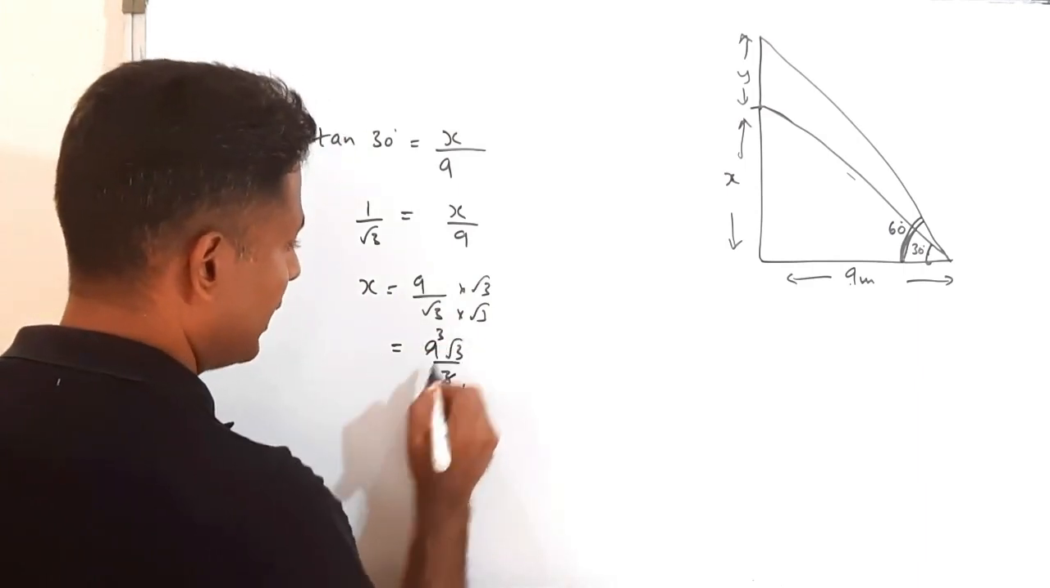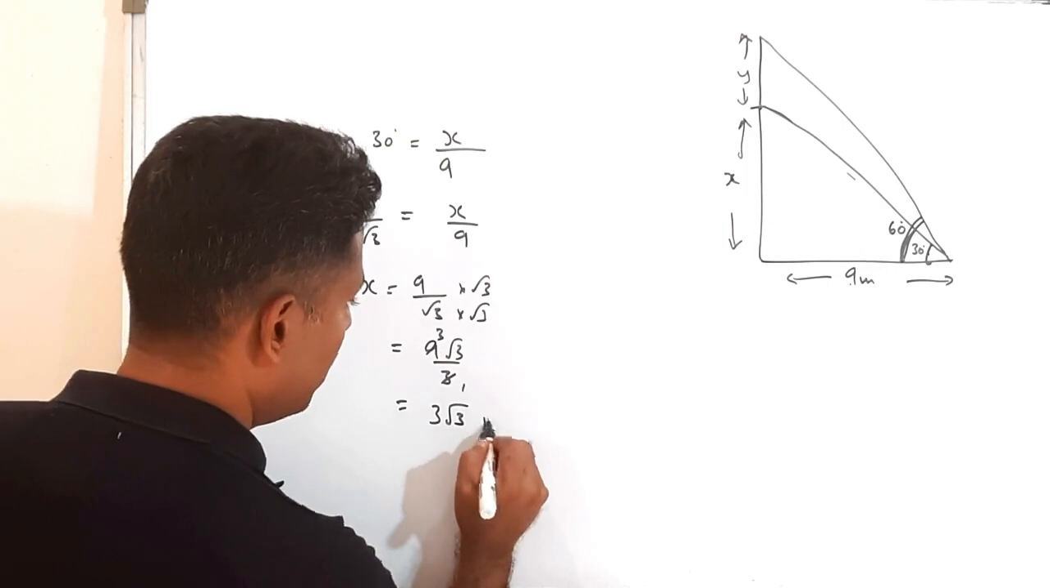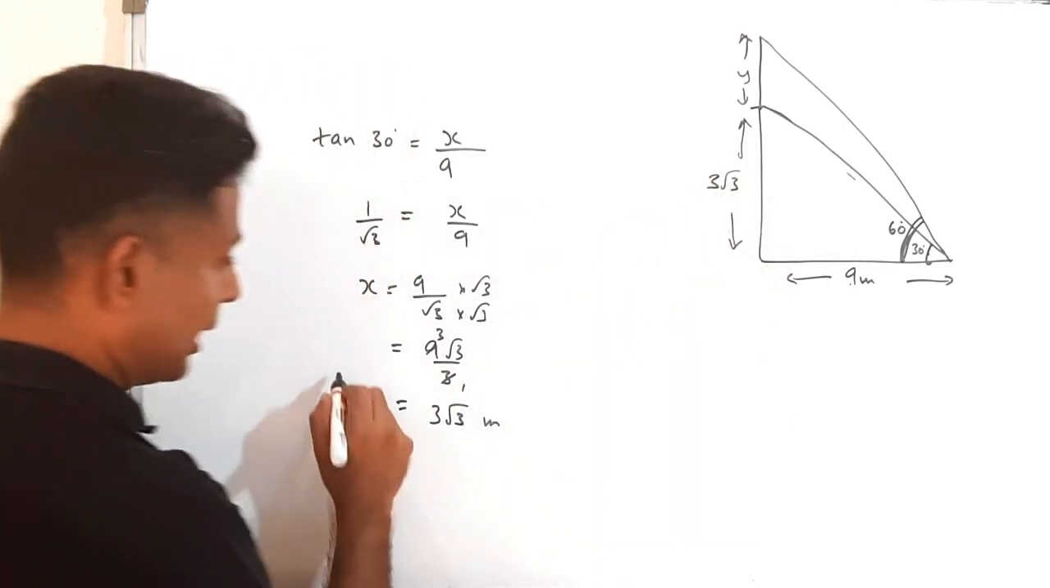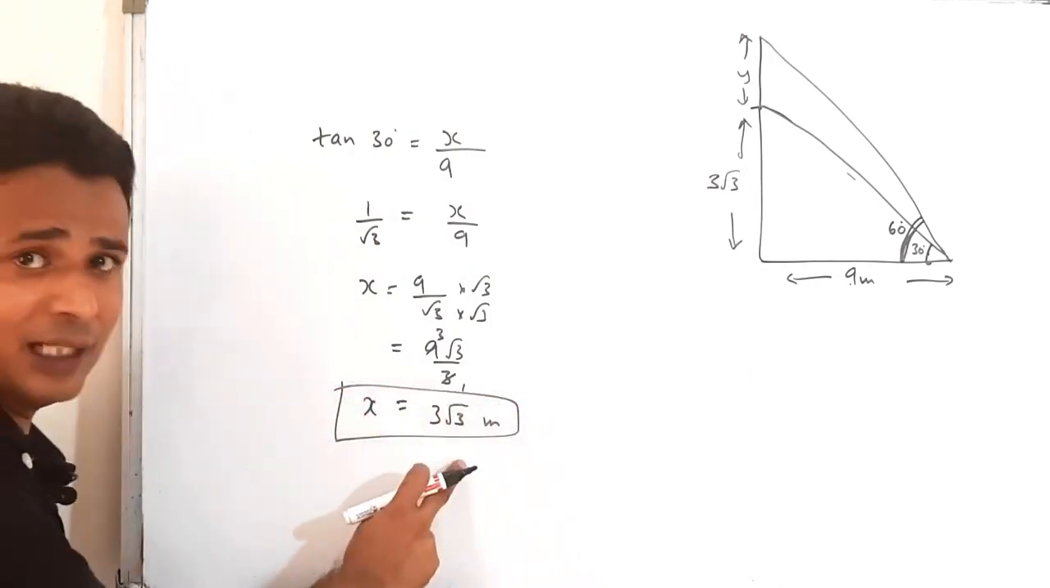So 3 ones are 3, 3 threes are 9. So 3 root 3 meters. So we got x as 3 root 3 meters, which is nothing but the height of the tower. So the height of the tower is this.